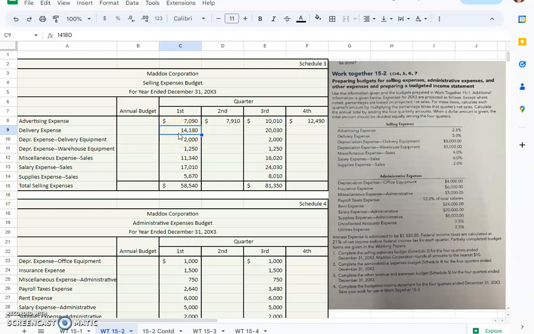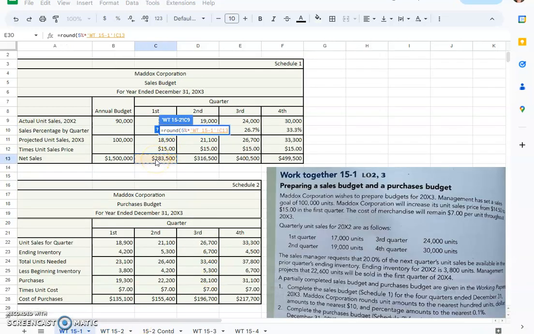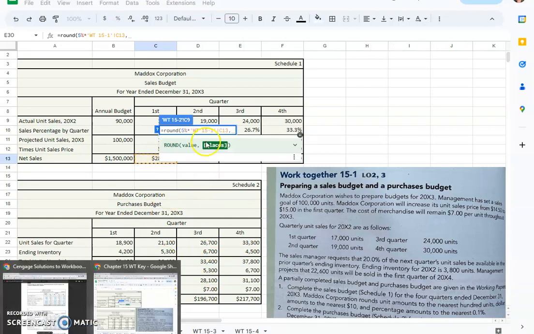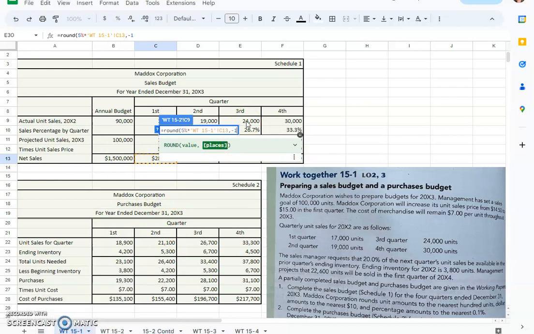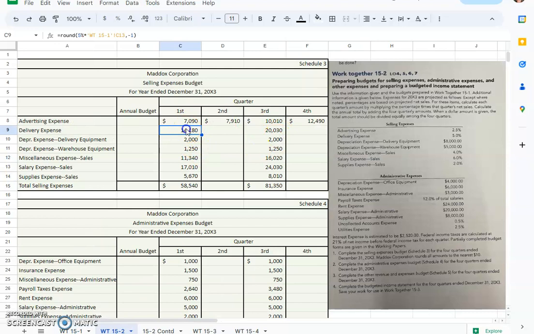So delivery expense is this function here. It's almost the same. So equals round, parentheses, and then it's 5% times the same cell for the sales for first quarter, okay, and then comma, and the number of places is -1, parentheses, so 14,180, and if we carry that across, we got the same amount, so that's a good check that we're on the right track here.